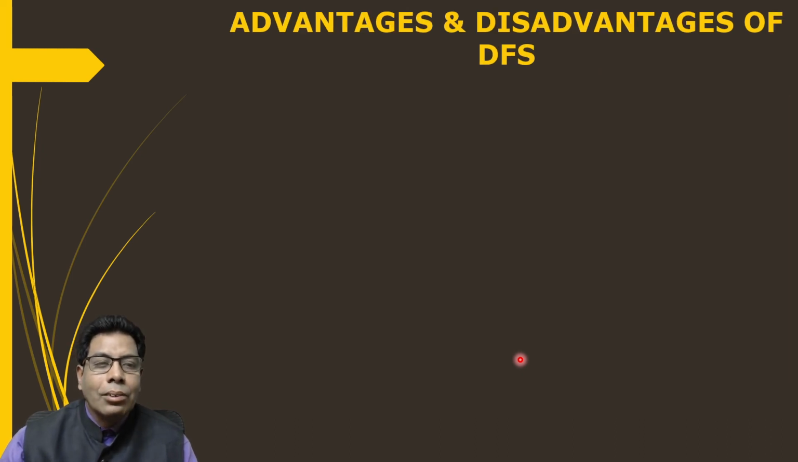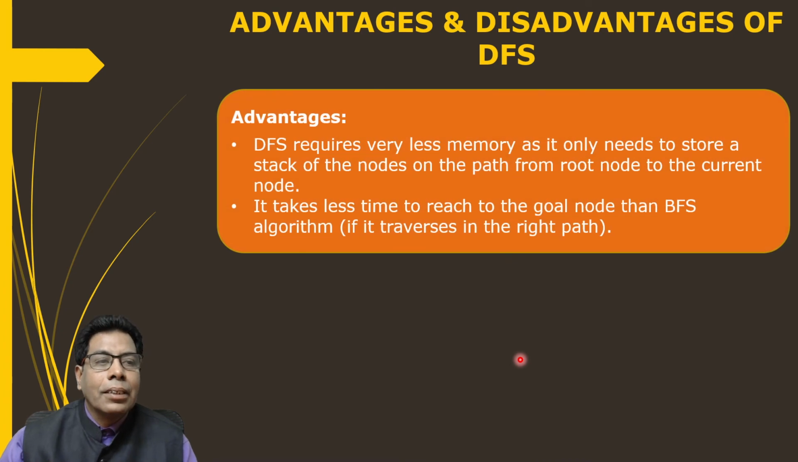So let us go to the last part, that is the advantages and disadvantages. DFS requires very little memory as it only needs to store a stack of the nodes on the path from the root node to the current node. That is the main advantage of the DFS algorithm. And it takes less time to reach the goal node than the BFS algorithm if we traverse the right path. If the path contains the goal node, then it will take less time. Otherwise, it may take more.